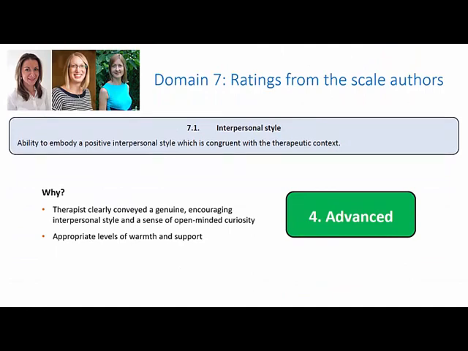For item 7.1, interpersonal style, we gave a rating of 4 advanced. We felt that the therapist very clearly conveyed a very genuine, encouraging interpersonal style and a real sense of open-minded curiosity. We also felt that the therapist showed levels of warmth and support that were very much appropriate to the patient's current needs. For example, she didn't get overly involved in the emotion the patient was experiencing and managed to maintain an appropriate level of professionalism, yet she still clearly conveyed a very real sense of warmth and kindness within the moment.